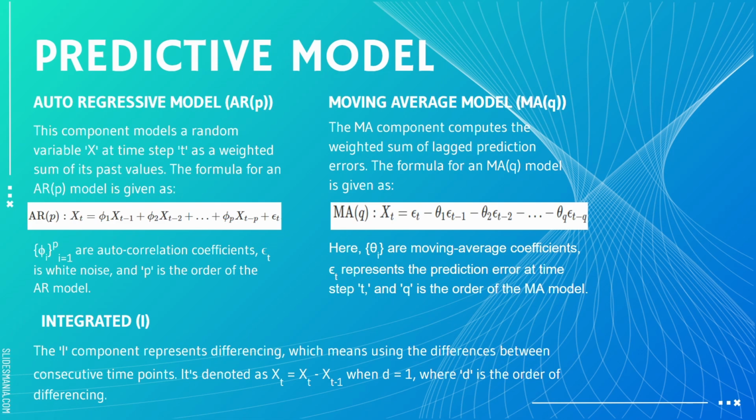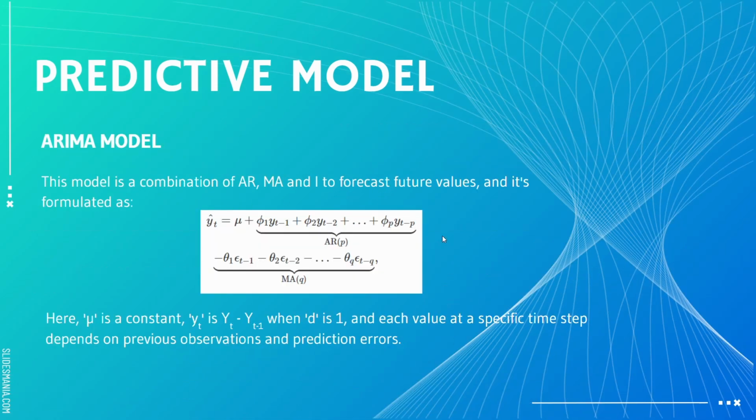And another is the MA, which is the moving average model, which computes the weighted sum of the lagged prediction errors, and this is the formula of the moving average model. And I is the integrator, which represents the difference between consecutive timestamps. And this is the final ARIMA model equation, which is a combination of AR, MA, and I, and it is used to forecast future values. And here mu is a constant, and Y't is the difference between Yt and Yt minus 1 when d is 1. And each value depends on previous observations and also the prediction errors.